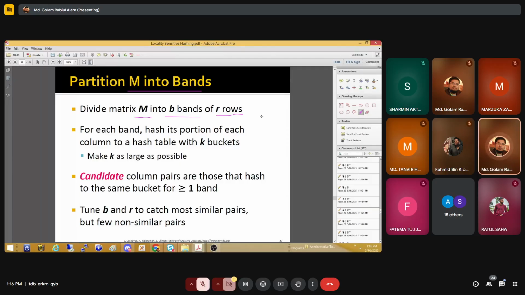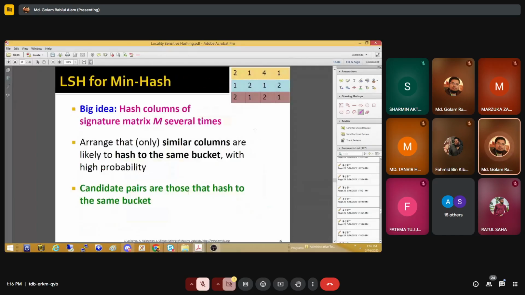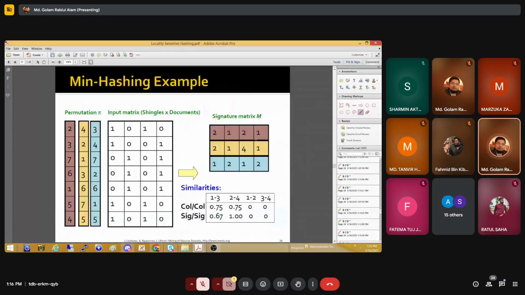So if we consider the signature matrix, like in the previous case, this is the signature matrix. Specifically, this is one signature, this is another signature, and this is another signature. So this is the first signature, we can say signature A. This is signature B, and this is signature C.